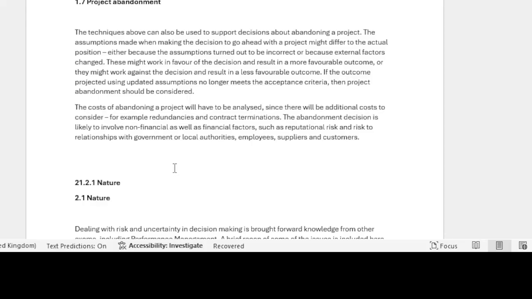Okay, so then if there are no questions, let's proceed. Let's look at project abandonment.